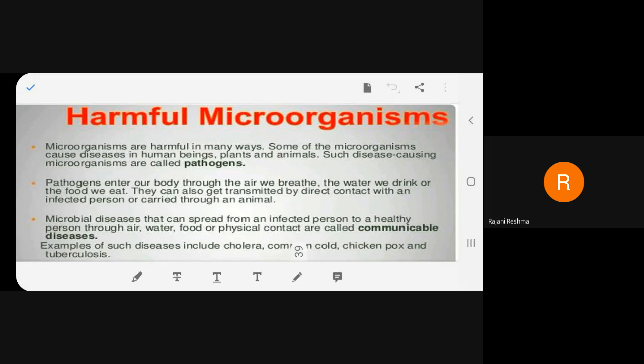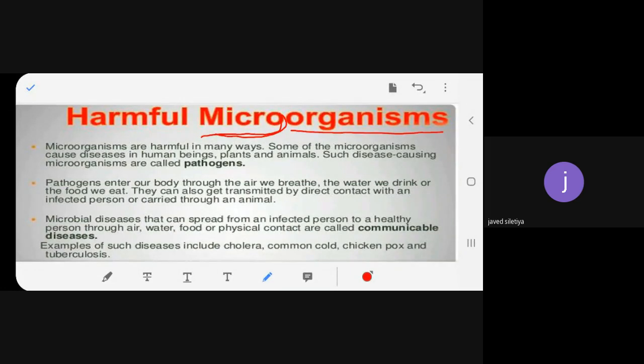Now you read after me. Harmful microorganisms. Say. Harmful microorganism. Very good. So what you did, beta? You did micro and then organism. So it becomes easy. You broke the word into two pieces. Microorganisms. Say with me. Microorganism. Very good. So it becomes easy.